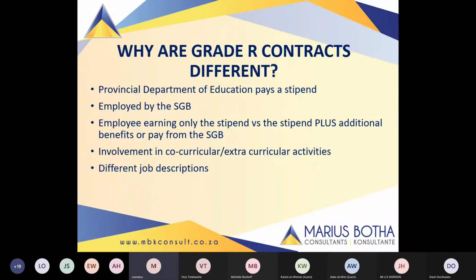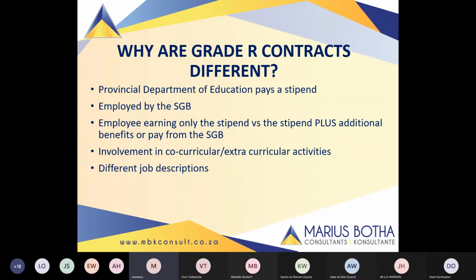What happens with grade R contracts and why is it different? It is basically because the Provincial Department of Education pays a stipend. So they pay a specific amount to the grade R practitioner, and then it is the choice of the school, and not the school as such, but the SGB, to pay an additional amount to that stipend. The SGB is not forced to pay an additional amount. It is the prerogative and decision making by the SGB that if they have money available and do they wish to.